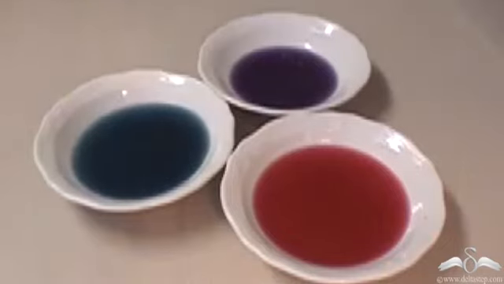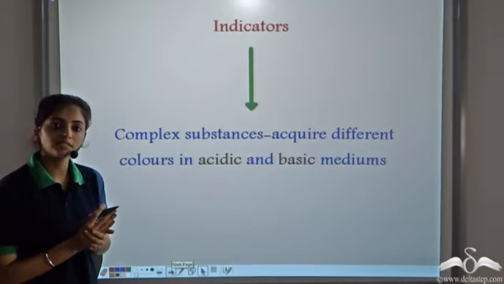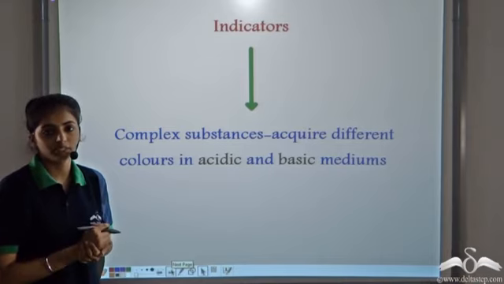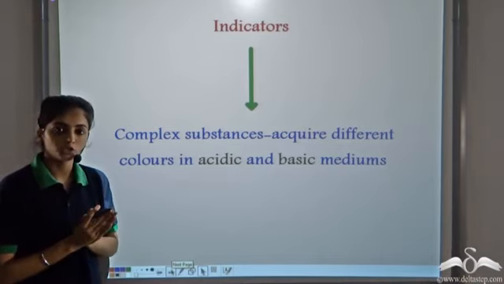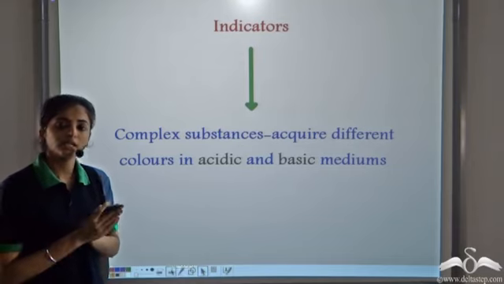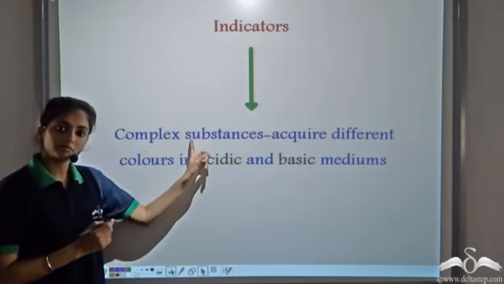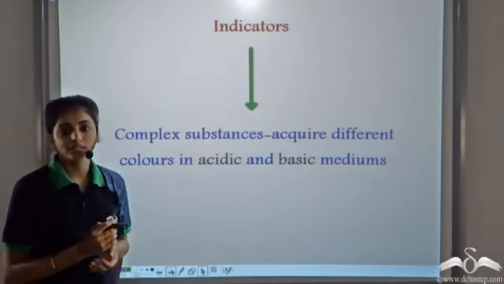Indicators are defined as complex substances which acquire different colors in acidic and basic medium. So if we have 2 solutions and we have to check whether they are acidic or basic, we use such special complex substances which are known as indicators.